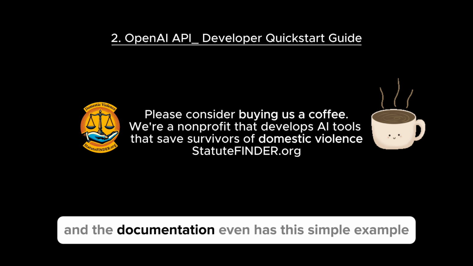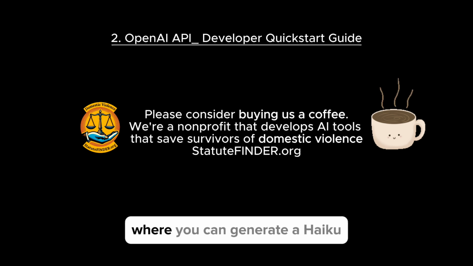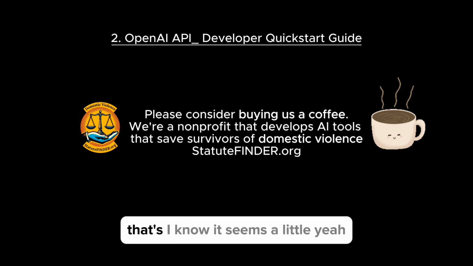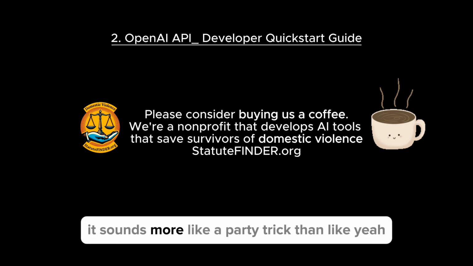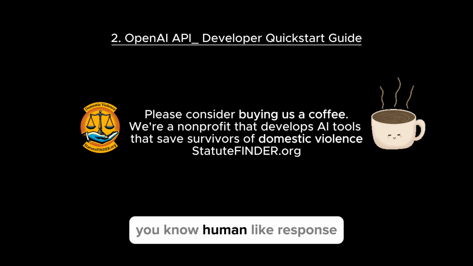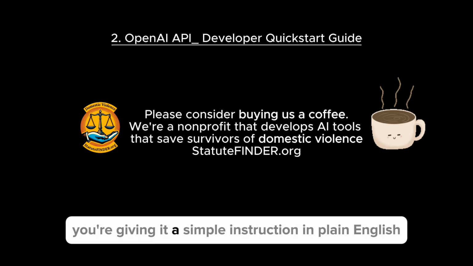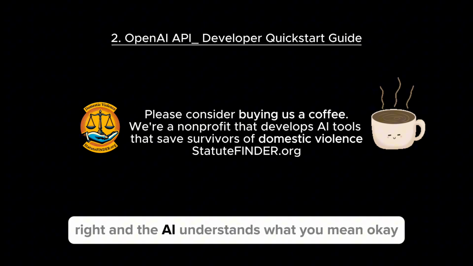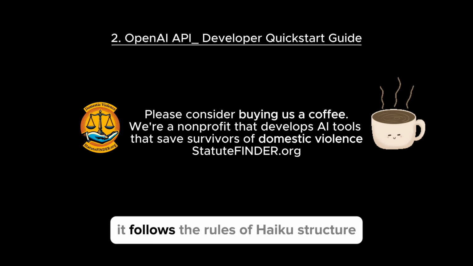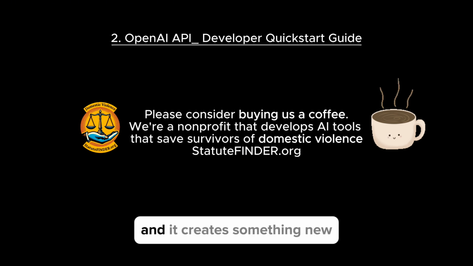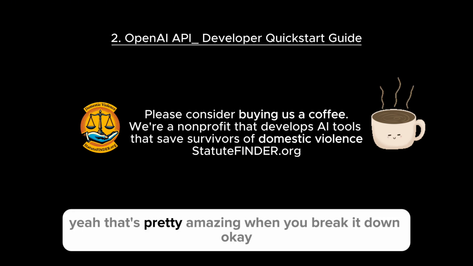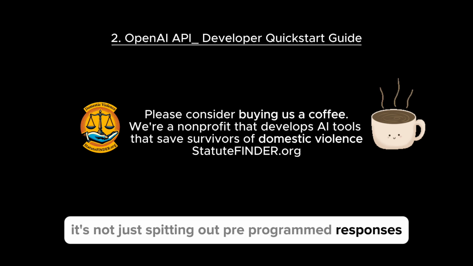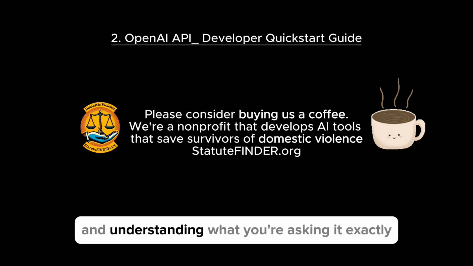Exactly. And the documentation even has this simple example where you can generate a haiku with just a few lines of code. A haiku? I know it seems a little like a party trick rather than a human-like response. But think about it. You're giving it a simple instruction in plain English: write a haiku. And the AI understands what you mean. It follows the rules of haiku structure, and it creates something new. That's pretty amazing when you break it down. Okay, I'm starting to see it. It's not just spitting out pre-programmed responses. It's actually processing and understanding what you're asking it.